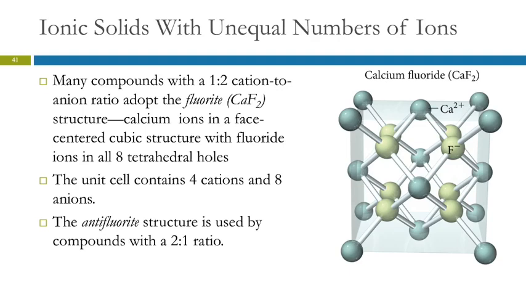If you have something like maybe sodium sulfide, where you've got 2 cations to 1 anion, then that might take on what's known as the anti-fluorite structure. It's anti-fluorite because the cations are in the opposite places.